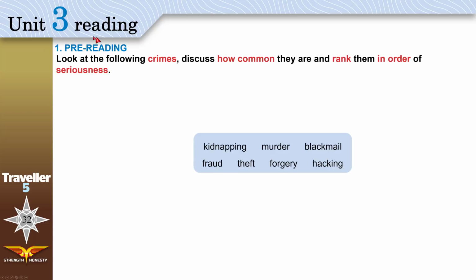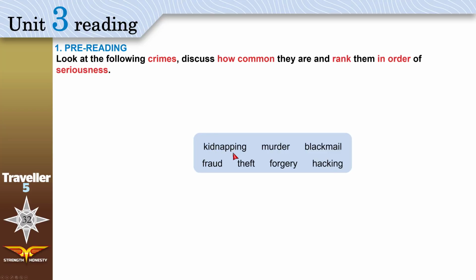Unit 3, Reading. Pre-reading. Before we start the reading, look at the following crimes. A crime is an act against the law, when you break the rules. Discuss how common, how frequently they happen, and rank them, sort them in order of seriousness. In order of seriousness means the one that is very dangerous, you put it first, and the one that is less dangerous, you put it after. Serious means it's very bad, it's very dangerous.